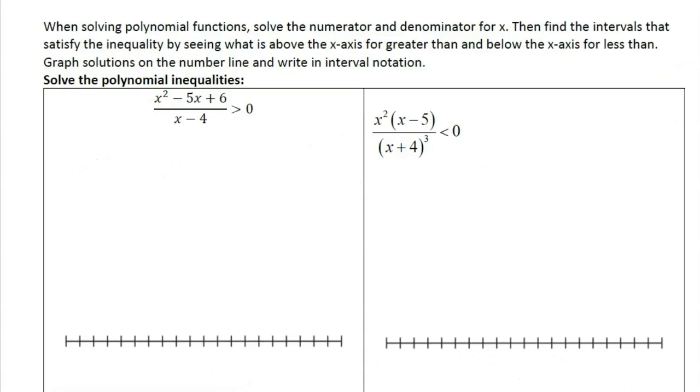The second part deals with solving polynomial functions. For this, you solve the numerator and the denominator for x. And then you find intervals that satisfy the inequality by seeing what is above the x-axis for greater than, or below the x-axis for less than. Then you graph the solutions on the number line and write in interval notation. Let's take a look at what that looks like.